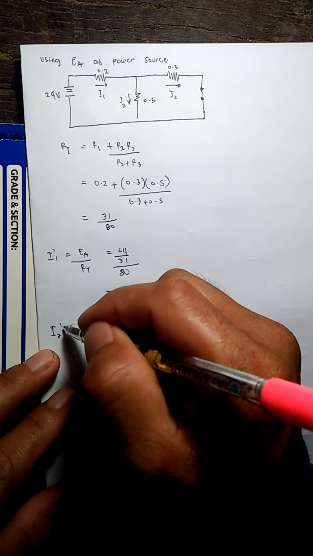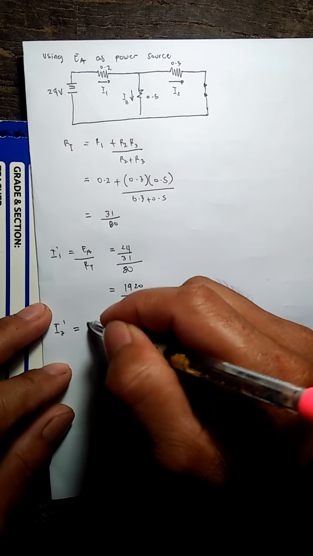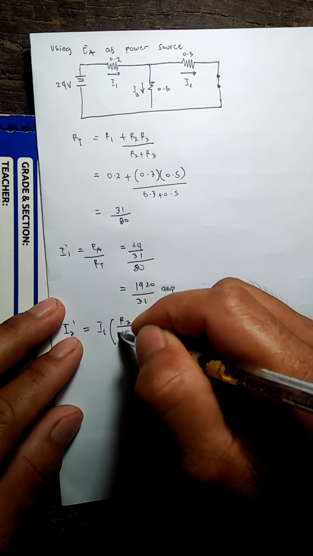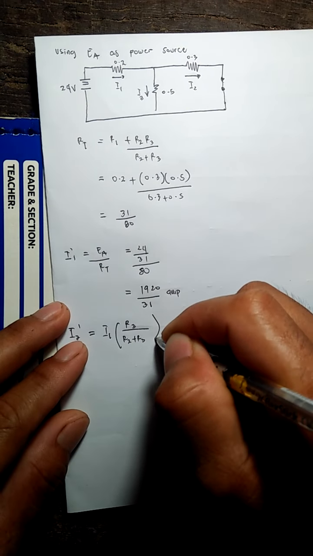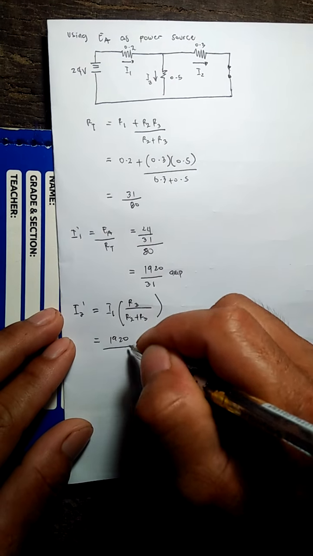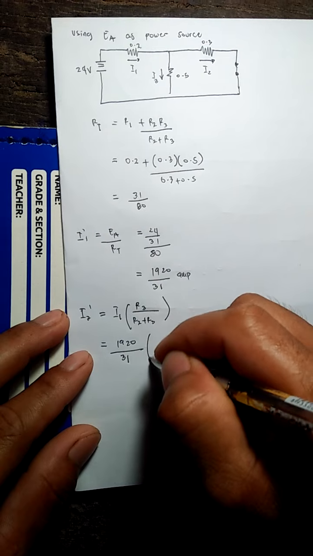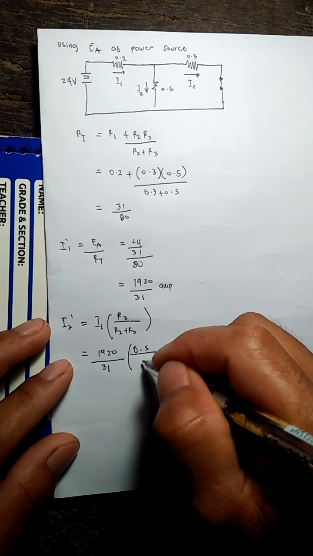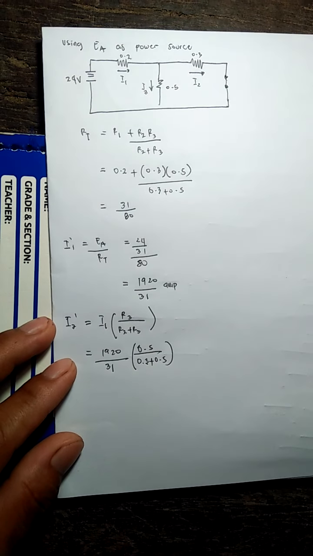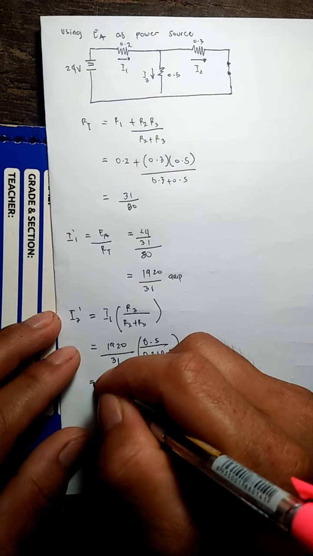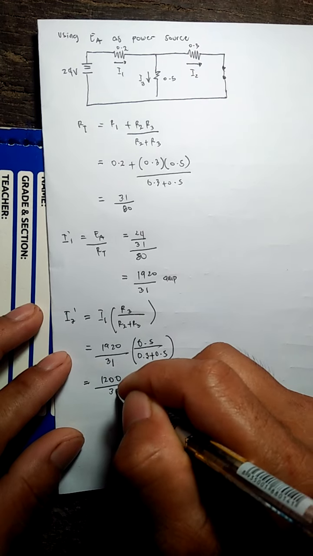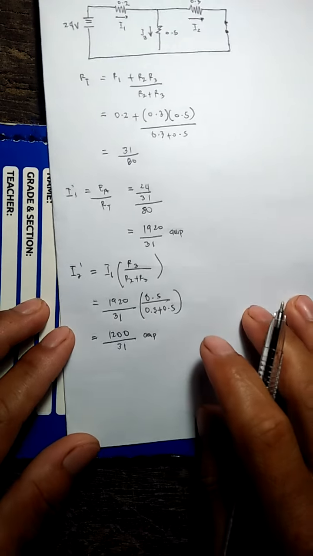Next is partial I2. I1 times R3 over R2 plus R3. It will equal 1920 over 31 times 0.5 over 0.3 plus 0.5. It will have 1200 over 31 ampere, partial.